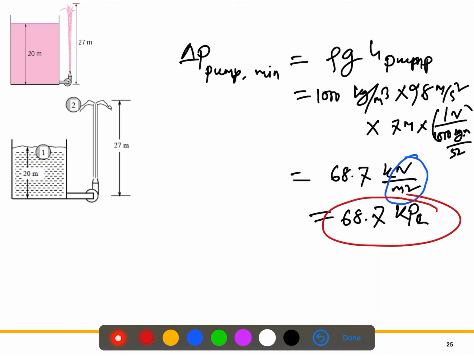So we solved this question where this is the minimum value, and in reality, a larger pressure rise will need to be supplied to overcome the friction. We didn't consider the frictional loss here. We made a lot of assumptions to solve this question. So this is the minimum pressure, and we need more to overcome the friction.